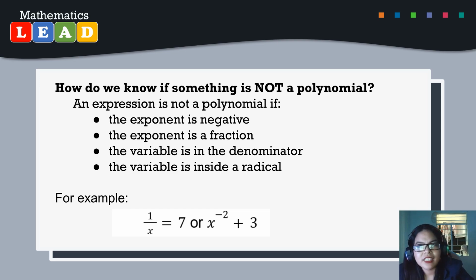How do we know if something is not a polynomial? An expression is not a polynomial if the exponent of the variable is negative, the exponent is a fraction, the variable is in the denominator, or the variable is inside a radical or square root. For example, 1 over x equals 7, or x to the negative 2 plus 3, are not polynomials because the exponent of x is negative or the variable is in the denominator.